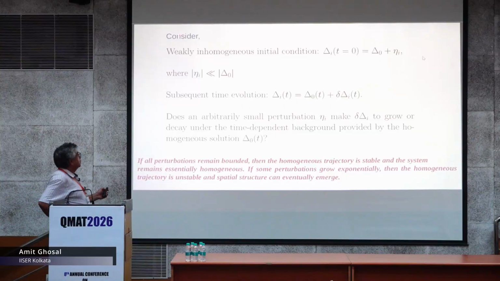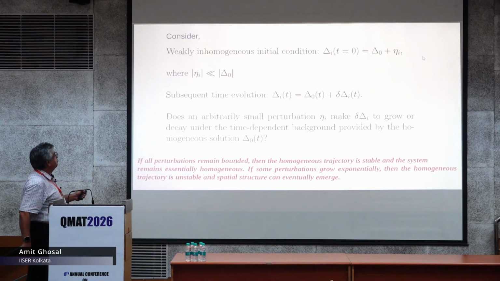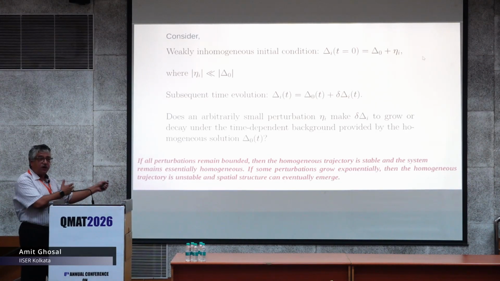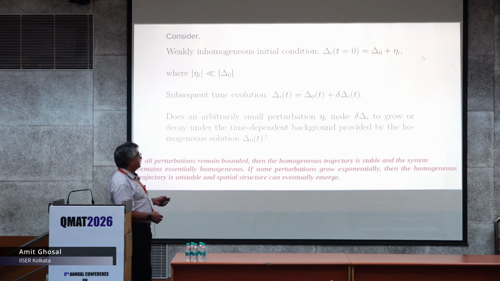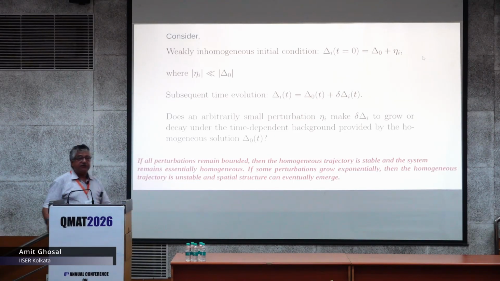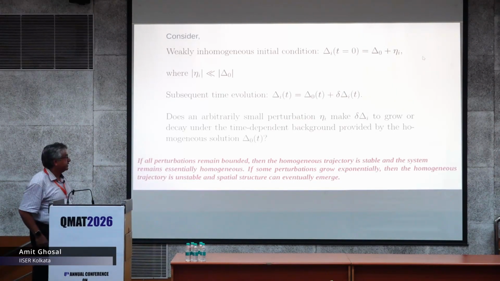So now we consider something more. Let's say we make a weakly inhomogeneous initial condition like this, so that delta naught is the one that I just talked about at the initial point, some homogeneous equilibrium solution, and then you give a very small perturbation eta I.